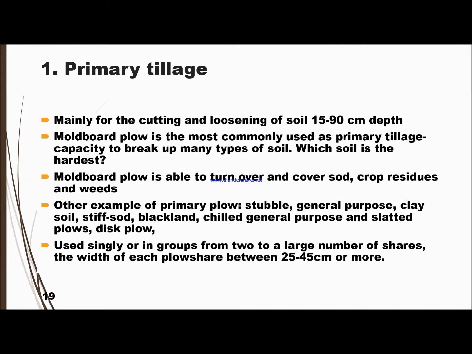And then another example of primary tillage is the stubble, general purpose, clay soil, steep sod, blackish, chill, etc. Using them singly or in a group, from two to a large number of shares, with the width of each plow share between 25 to 40 centimeters or more. So in terms of primary tillage, you can have many sets of tillage tools, assemble them in a frame, and you can share maximum up to 45 centimeters wide.